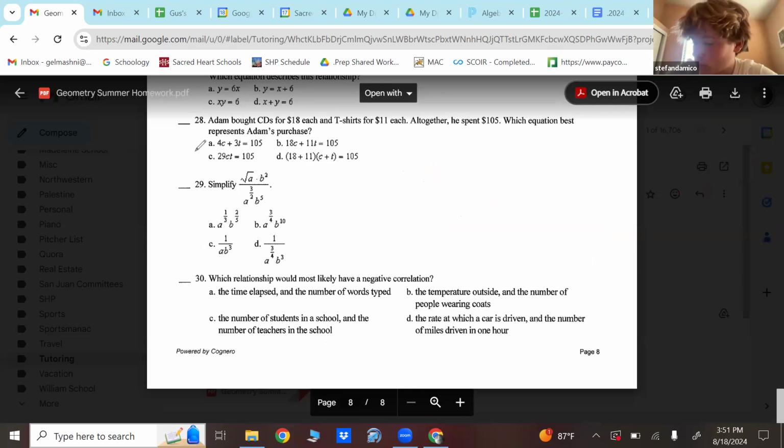So negative correlation means that when one thing goes up, the other thing goes down. You probably would roll your eyes if I say this, but one could say the amount of hours you play video games per week might negatively correlate with your GPA. Okay, I don't really play video games.